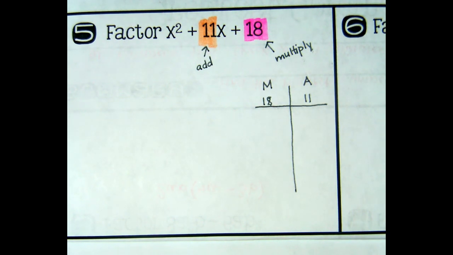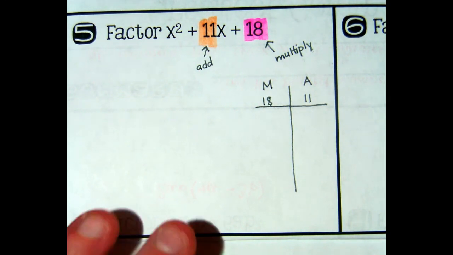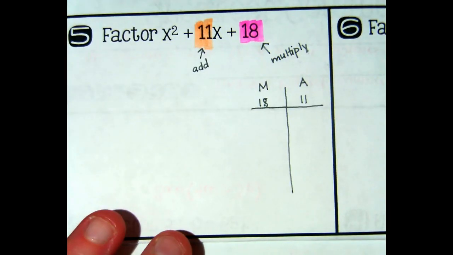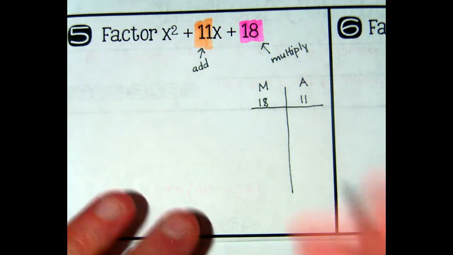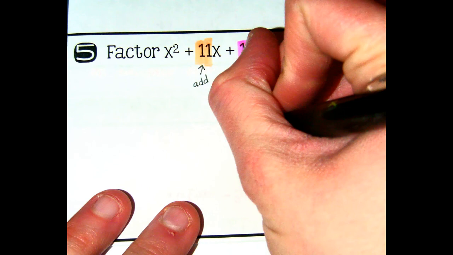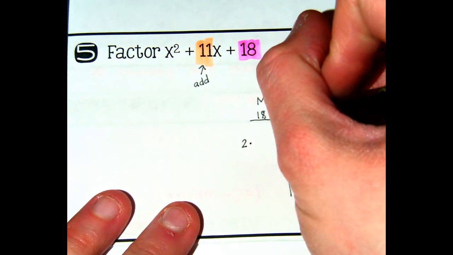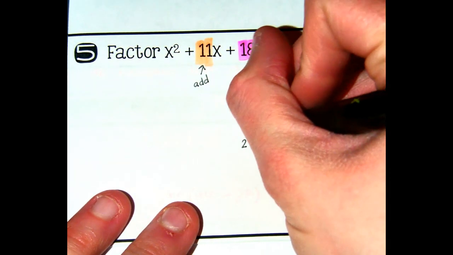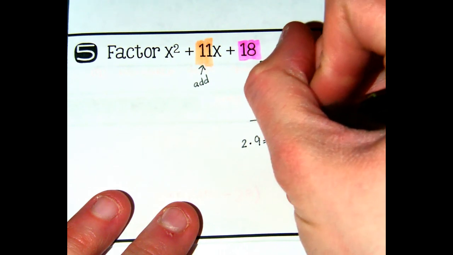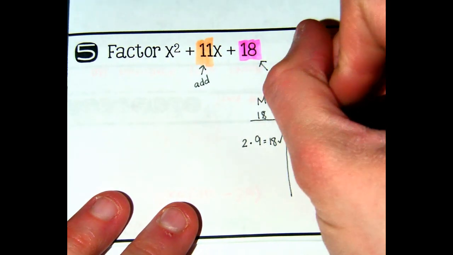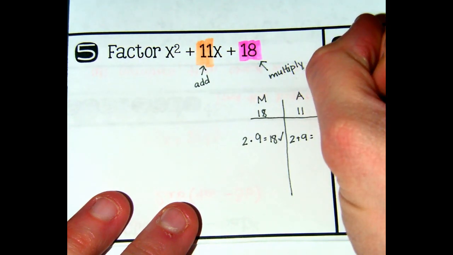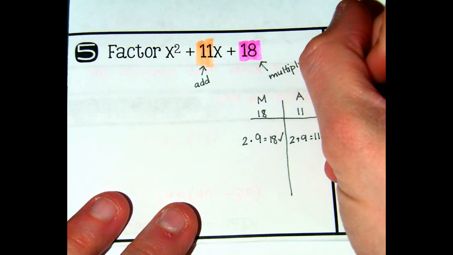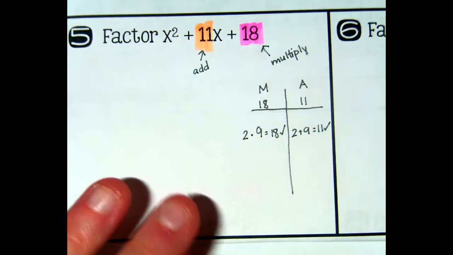Factors are two numbers that when you multiply them together, you get that number. So what are some factors of 18? Two times what? Somebody said 2 times 9, okay. 2 times 9, is that really 18? Okay. What is 2 plus 9? 11. Is that what I want? And I found the numbers I need.